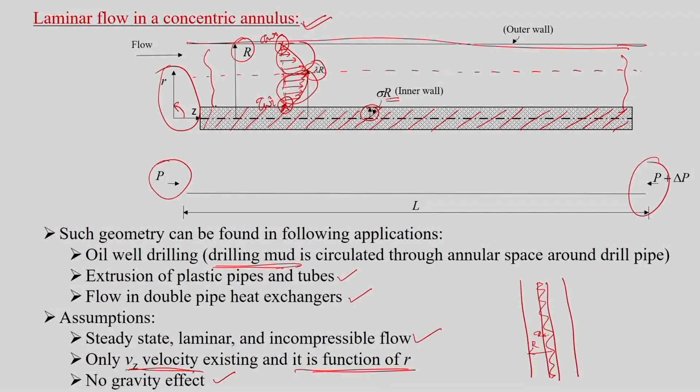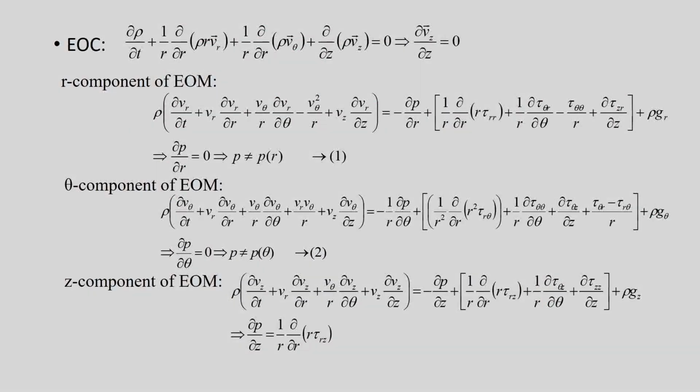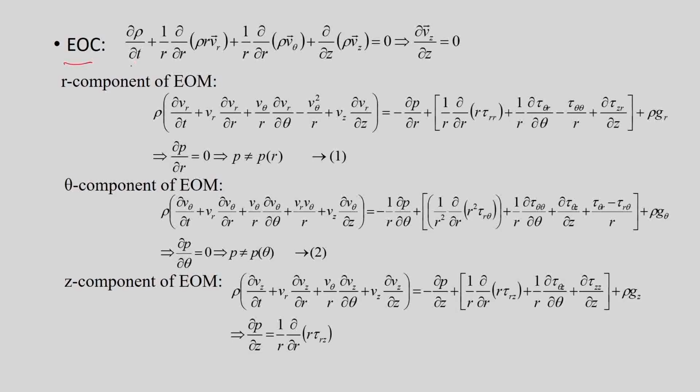Now, let us start with simplifying the continuity equation. Here the geometry is cylindrical, so these equations we should take in cylindrical coordinates. The equation of continuity is: dou rho by dou t plus 1 by r dou by dou r of rho r Vr plus 1 by r dou by dou theta of rho V theta plus dou by dou z of rho Vz is equal to 0. Steady state problem, so the first term is 0; there is no Vr velocity, there is no V theta velocity, so the second and third terms are also 0. So, we get dou by dou z of Vz equal to 0 for incompressible fluids.